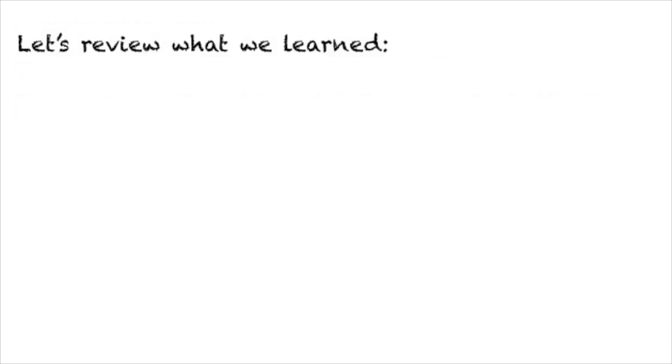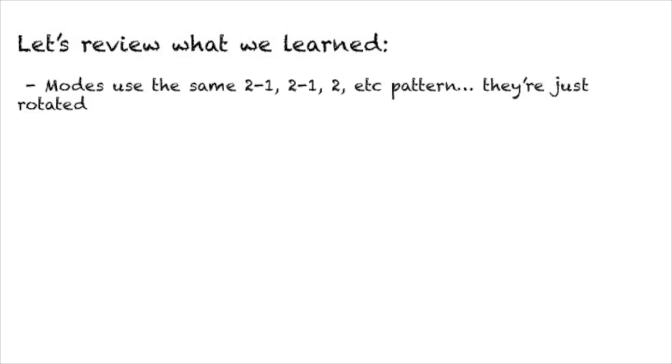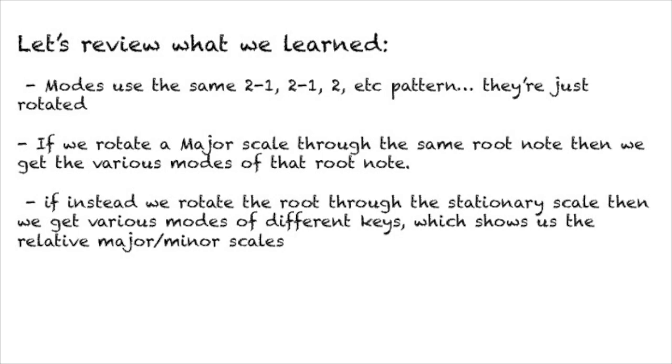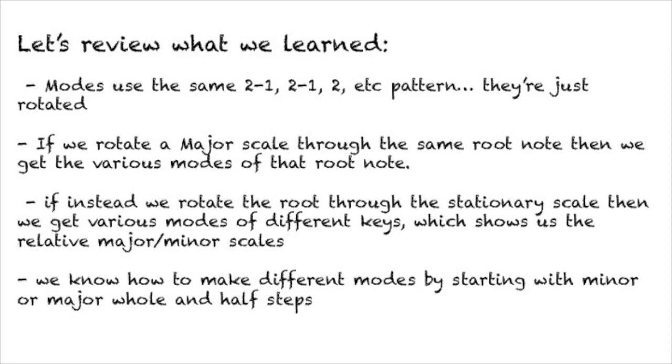Okay, let's step back and review what we learned about modes. Modes use the same 2-1-2-1 pattern. The pattern is just rotated around the neck. So there's nothing new to remember there. If we rotate a major scale through the same root, then we get different modes of that root. If we rotate the root through the same major scale, we get different modes in different keys. That gets us to the relative minor and relative major scales. We can make different major or minor modes by starting with major or minor whole half steps.